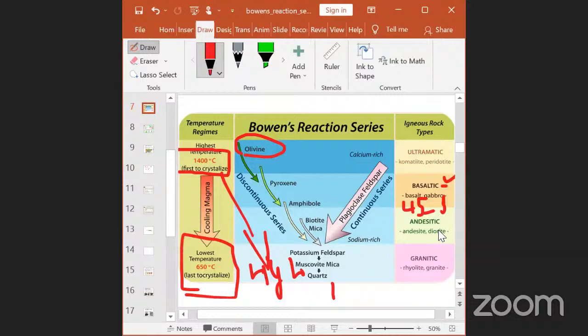Along this discontinuous series, what happens after some time, after dropping some temperature? The olivine mineral which was formed earlier is no longer in equilibrium with the melt, so it starts reacting with the melt. A new mineral is formed, that is pyroxene. You see here, pyroxene.